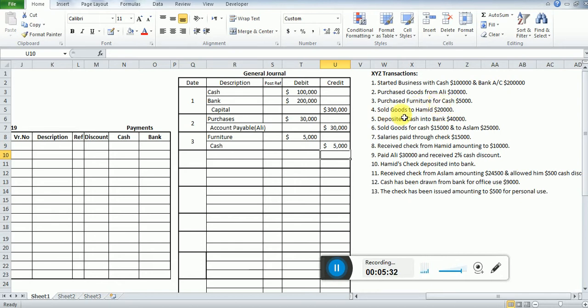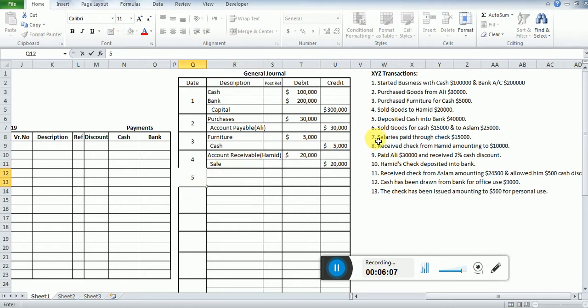Okay, number 4, sold goods to Hamid, $20,000 on account. So accounts receivable, that is Hamid, should be debited. And how much is the value? That is $20,000, and you have to credit the sale, $20,000. So why is accounts receivable debited here? Because it is our asset increase, and here our revenue, the sale account, also increases.